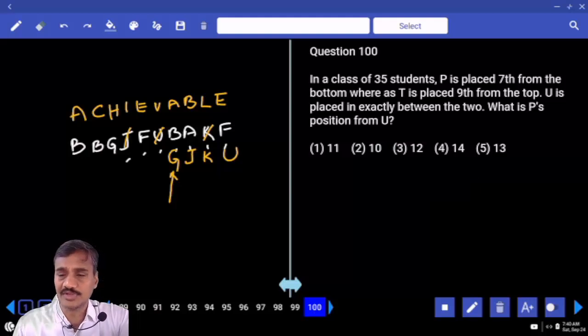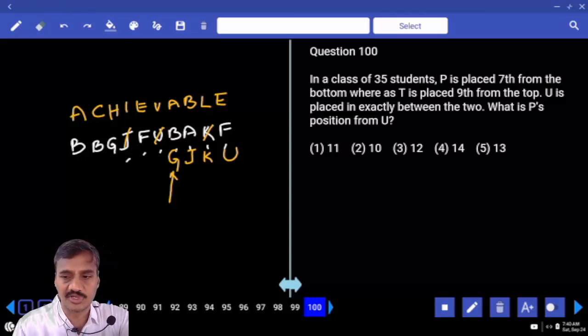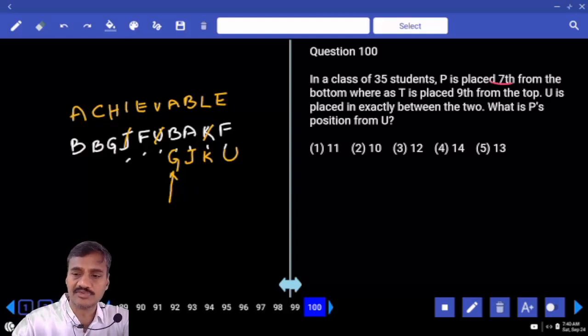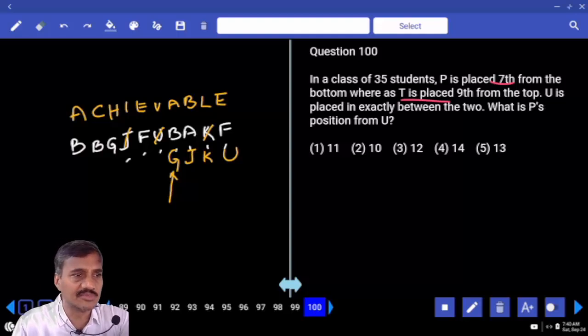In a class of 35 students, P is placed 7th from the bottom, whereas T is placed 9th from the top. P is 7th from the bottom, T is 9th from the top, 7 and 9. And U is placed exactly between these two. P is 7th, T is 9; 7 and 9 are done, 16 members are done. How many remaining members are there? 19.